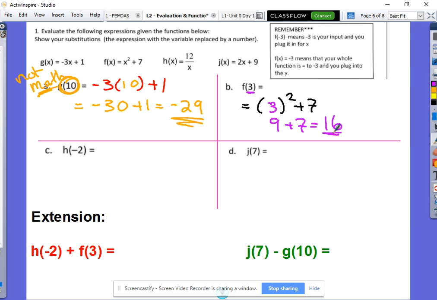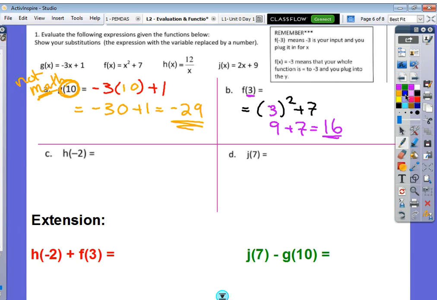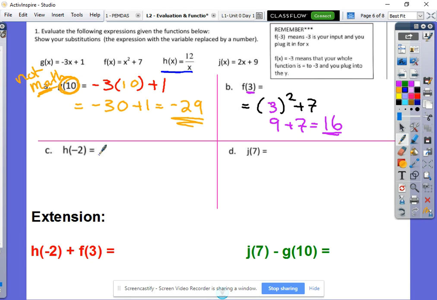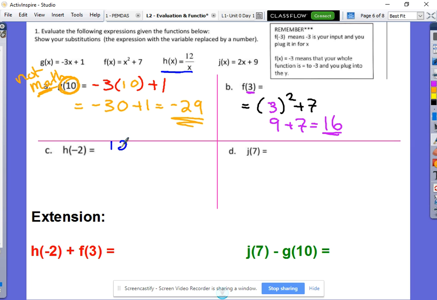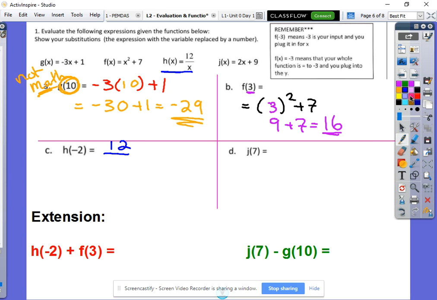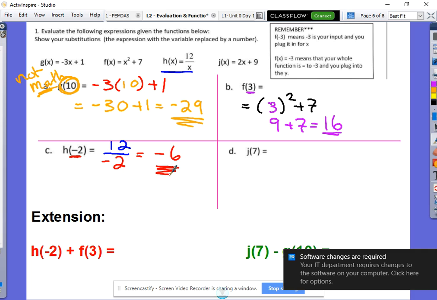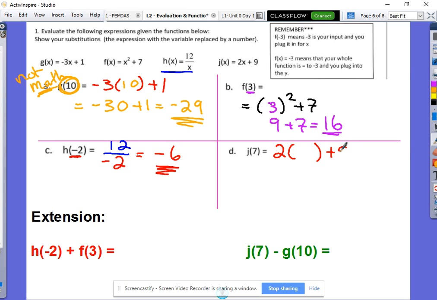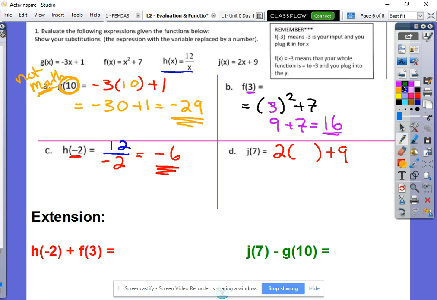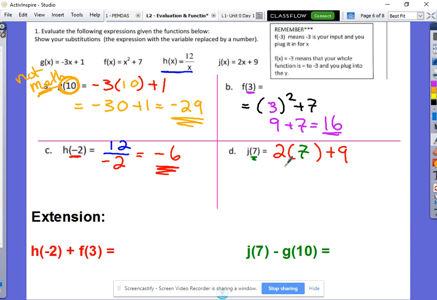There you are. For letter C, if we're finding h right here, that's going to give us 12 divided by whatever number we're asked to. That number in this case is -2. So that gives us -6. There's our answer there. And now, last but not least, j, we have 2 parentheses something plus 9, and that something is a 7. So we plug that in, left with 14 plus 9. That gives us 23.